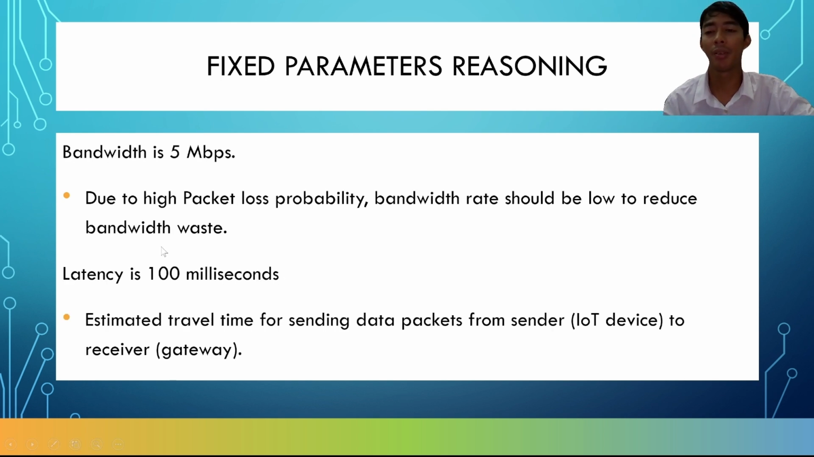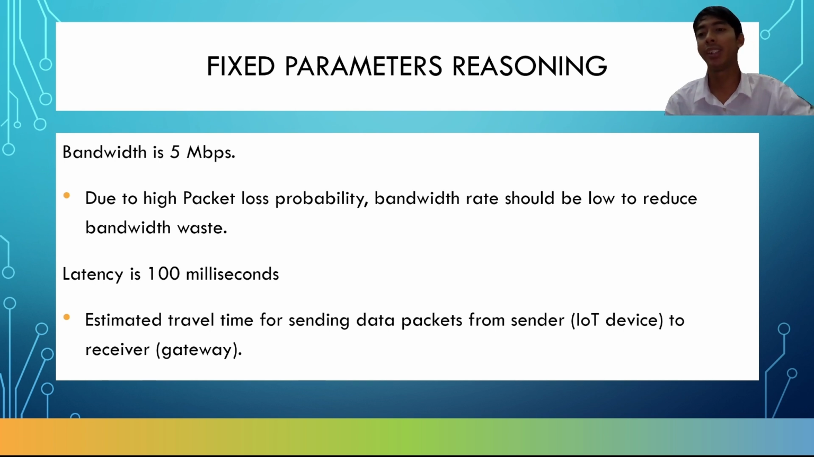Bandwidth is 5 megabits per second. It's considered low because in the rural area, there are not so many packets that can be successfully delivered to the sender or receiver. So 5 megabits per second is enough for the network in the rural area.